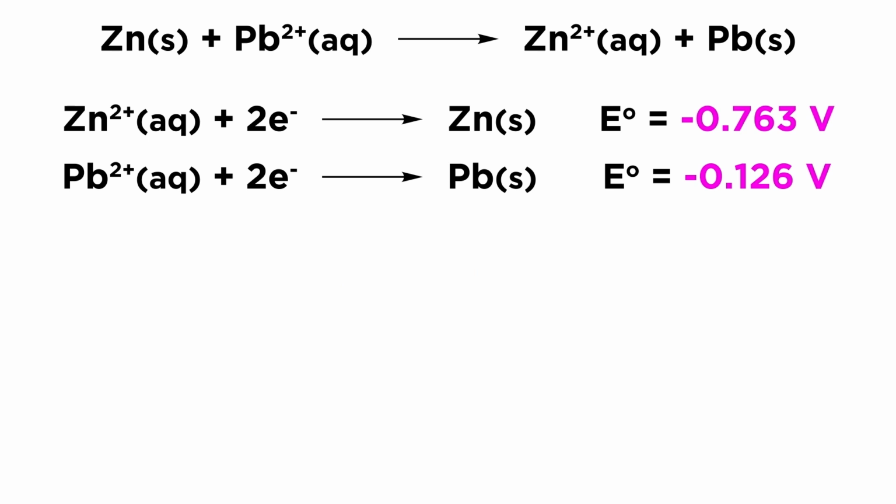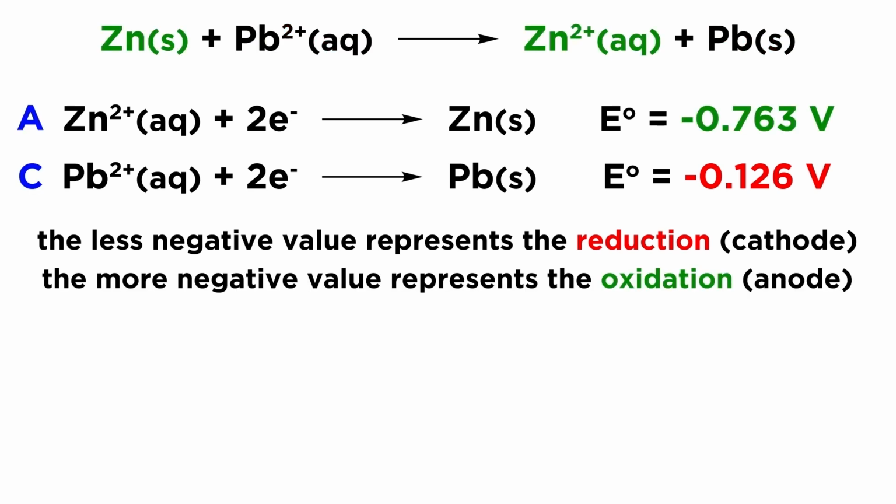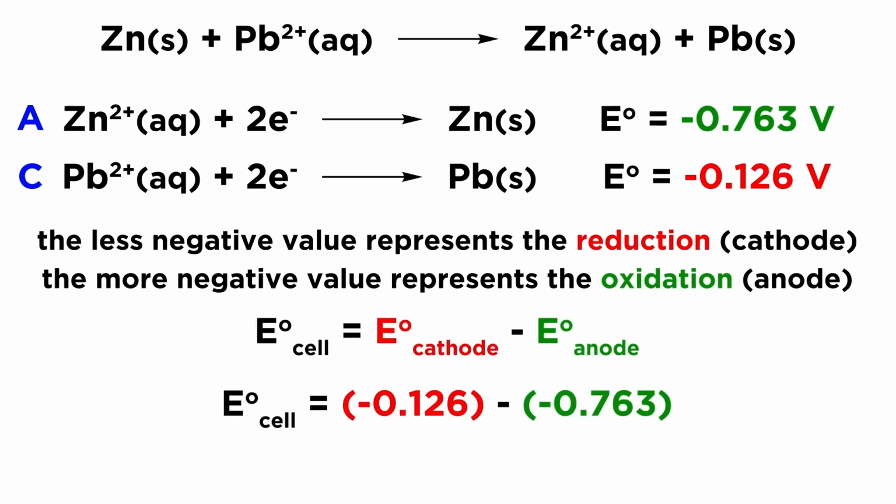Well, both of these are negative, but lead is less negative, which means it is more positive, or at least closer to being positive. So that will be the reduction that takes place at the cathode. This also means that solid zinc will be oxidized at the anode, and these will be the relevant half reactions. Plugging in our values for E cathode and E anode, we will get 0.637 volts for the standard cell potential.